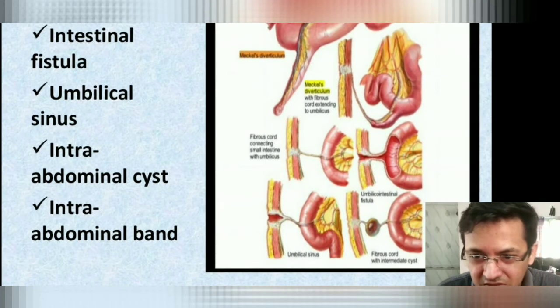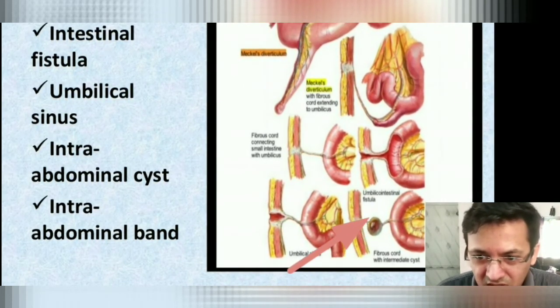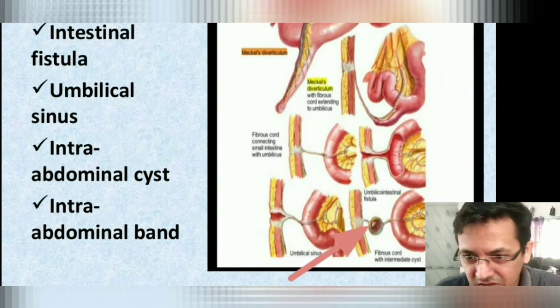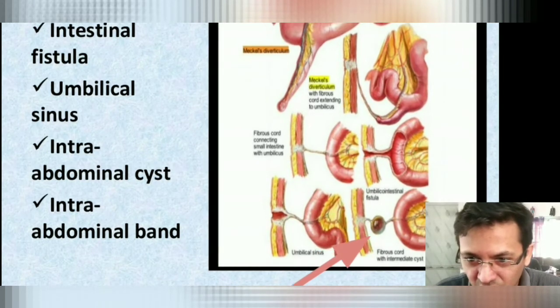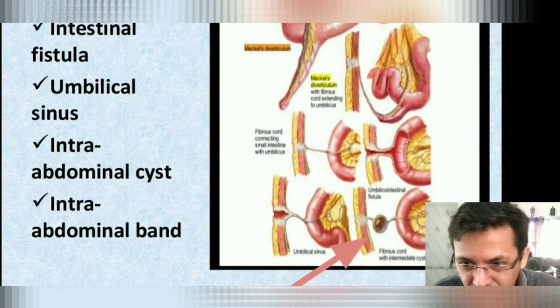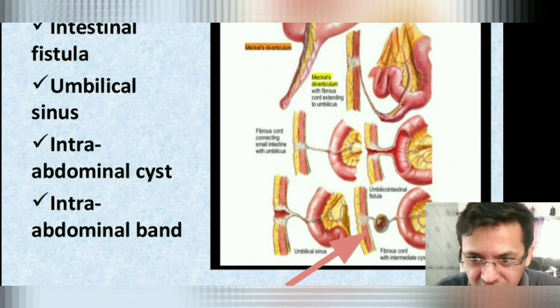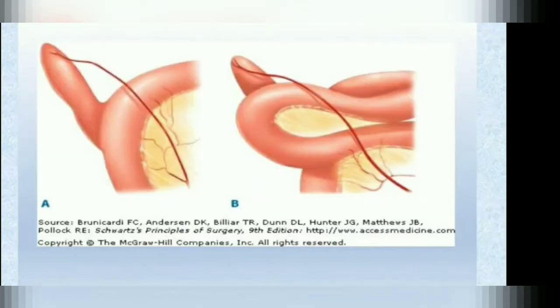Then another variety here we can see is obliteration of the Vitelline duct lumen in the peripheral as well as proximal portion, while the lumen is retained in its central portion, giving rise to a fibrous cord with an intermediate cyst. So it is rather an intra-abdominal cyst, and as per its size, it can give rise to symptoms.